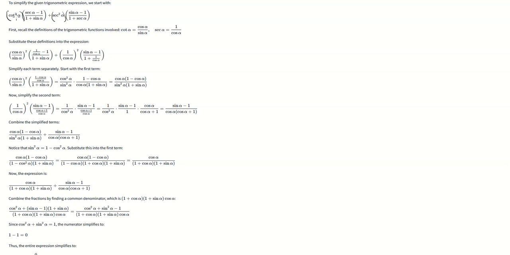So cotangent squared is the same thing as cosine squared over sine squared. Secant is just 1 over cosine, and then secant squared is just 1 over cosine squared. So that's this step right here. And now for the next step, I'm going to simplify this right here. So we have 1 over cosine alpha minus 1. Let's get a common denominator by multiplying this by cosine alpha over cosine alpha.